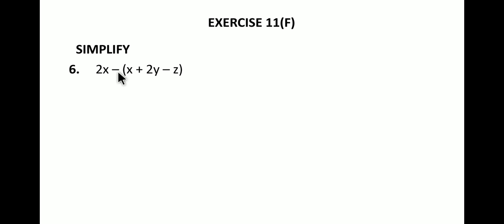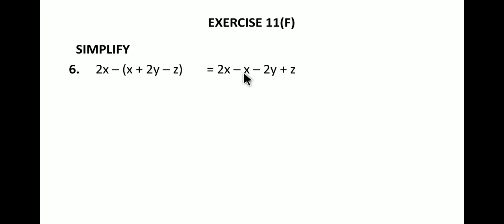But if there is a minus sign, that means all the signs of the terms inside the bracket will change. So opening the bracket, this minus will change the sign of the terms inside the bracket. So x becomes minus x, plus 2y becomes minus 2y, minus z becomes plus z. So here 2x and minus x are the like terms with different signs. So different signs we subtract.